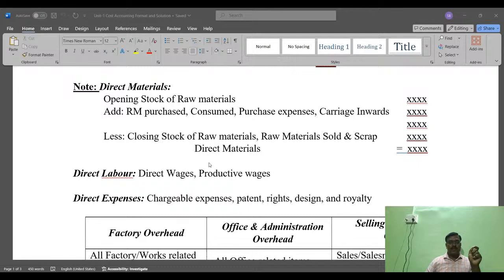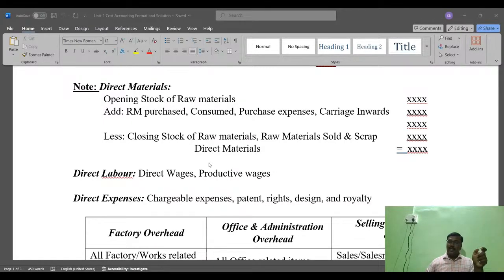My opening stock is 1,000 rupees. At the beginning of the year, I have 1,000 rupees worth of opening stock. During this year, I have purchased 5,000 worth of material. So what will be the material? 1,000 opening stock has been added to 5,000 rupees. So the total value is 6,000.